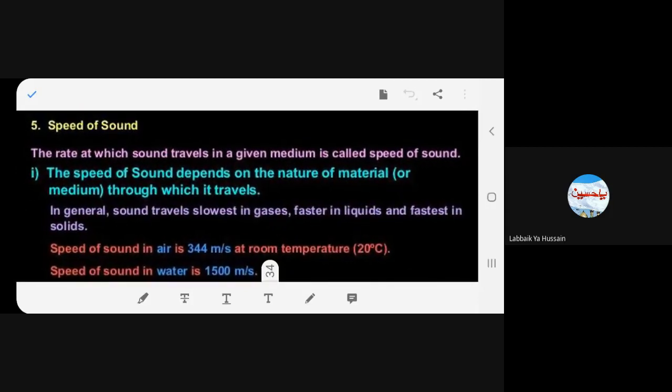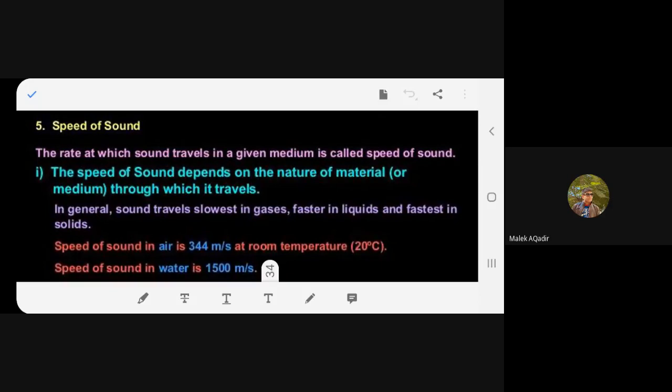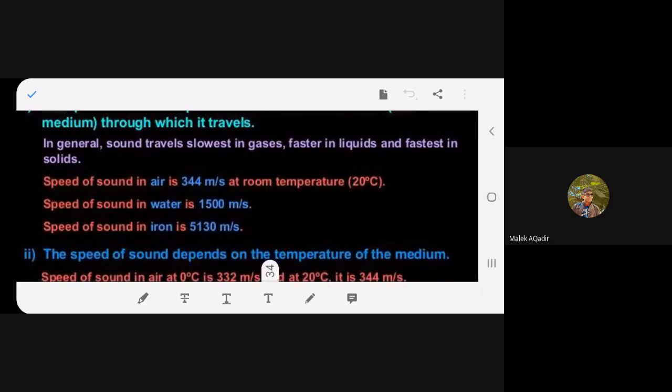Yes, beta, can we? Speed of sound. The rate at which sound travels in a given medium is called speed of sound. The speed of sound depends on the nature of the material or medium through which it travels. In general, sound travels slowest in gases, faster in liquid, and fastest in solid. Speed of sound in air is 344 meters per second at room temperature, 20 Celsius. Speed of sound in water is 1500 meters per second. Speed of sound in iron is 5130 meters per second.